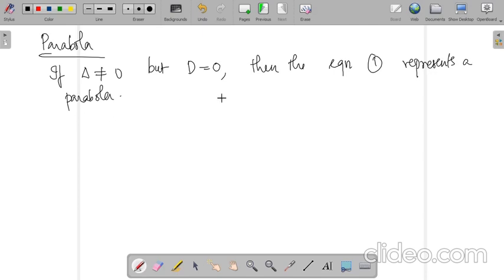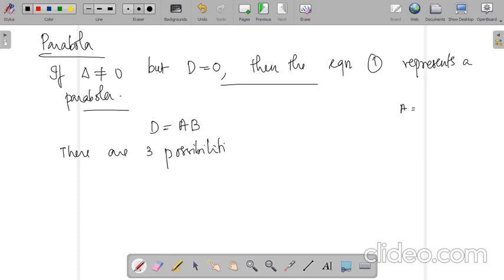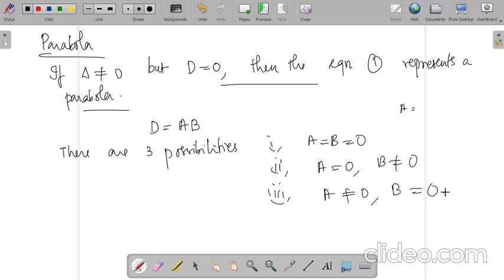Now let us look at the value of d. But d is equal to ab. So d equal to 0 means there will be three cases. Either both a and b are 0, or one of them, a can be 0 or b can be 0. So there are three possibilities. So the first one is a equal to b equal to 0, the second case is a equal to 0 and b not equal to 0, and the third case is a not equal to 0 but b equal to 0.